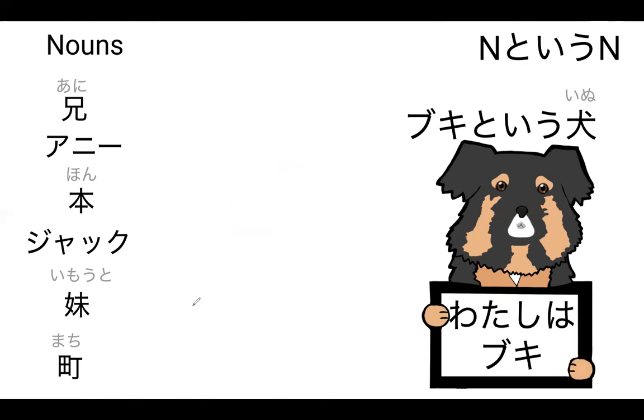Now I would like you to say the city named Hon. That would be hon to. Hon to iu shu. Yes. So shu can mean state, but in this case, I wanted machi. Oh, machi. Shu kind of goes at the end of the title. So honshu would be the state Hon. But right here, it's hon to iu machi. The machi named Hon. Perfect.